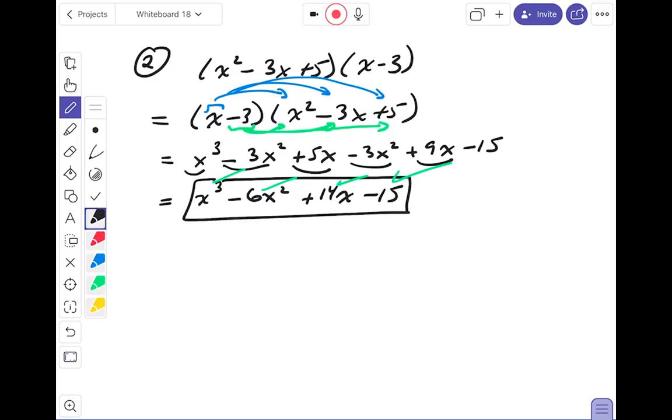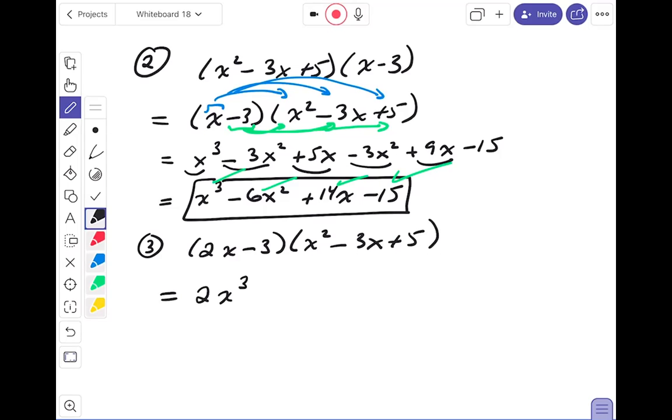Let's put 3 down. 2x minus 3 times x squared minus 3x plus 5. Well, it's really the same type of problem. It's a multiplication. I'm not going to put the arrows in though. I'm going to take 2x and distribute across those 3 terms. What does it give me? 2x cubed. Now 2x times minus 3x is minus 6x squared. 2x times 5 is 10x.